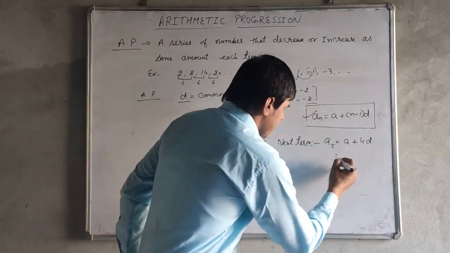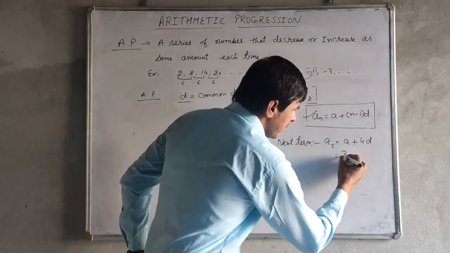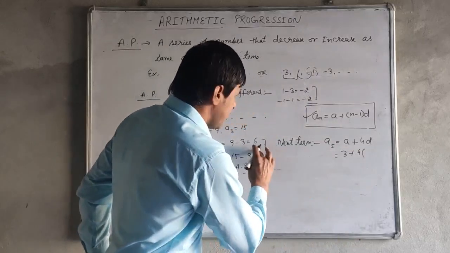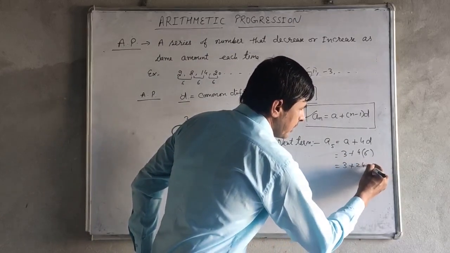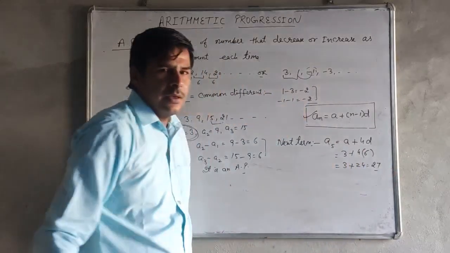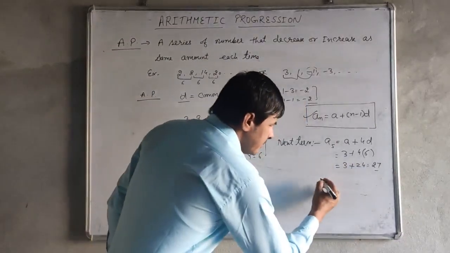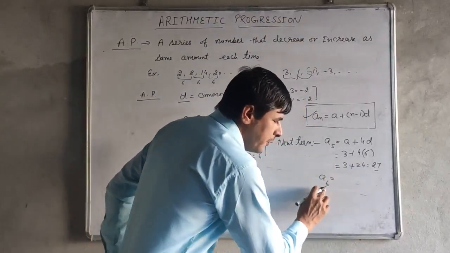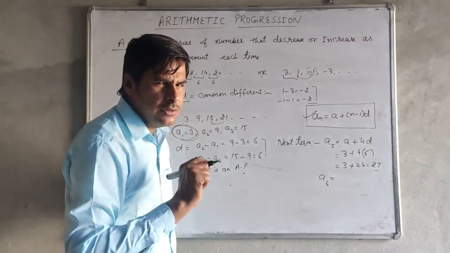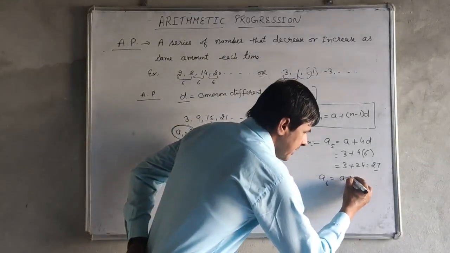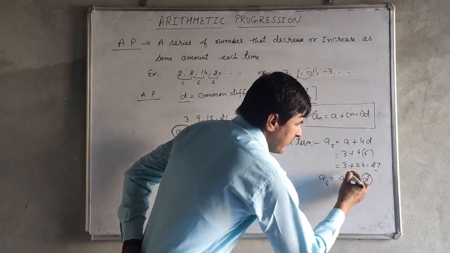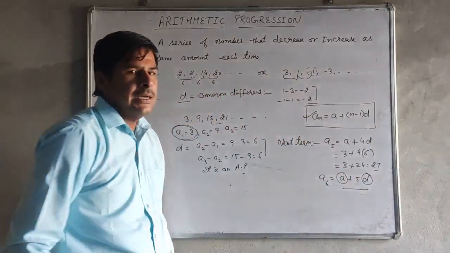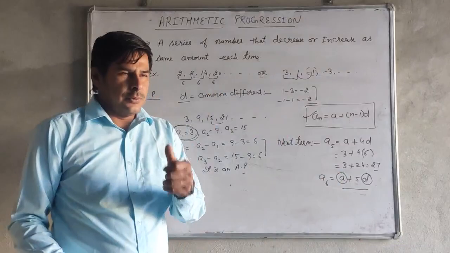What is the value of a? a is 3 plus 4. Common difference is 6. So what is the next term? 3 plus 24 equals 27. If we have to find the next term a6, what is the meaning of a6? I have already told you: a plus n minus 1, 6 minus 1, 5d. Put the value of a and d and you will find the next term.